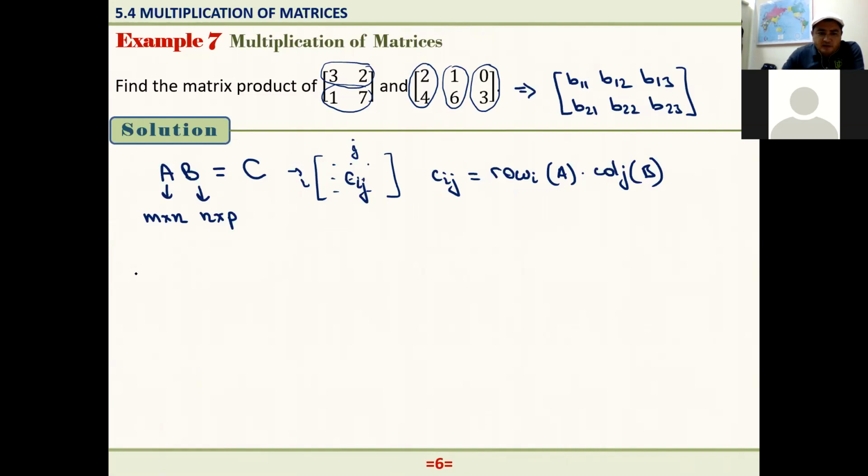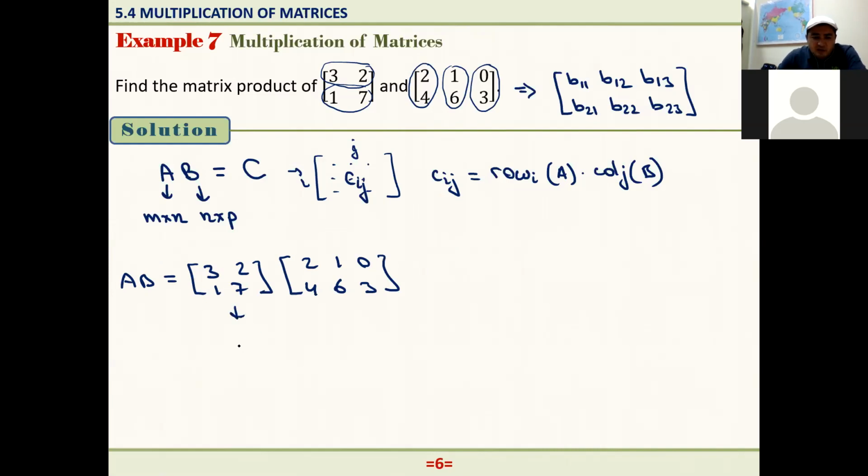For example, let's say we need to compute A times B. Here we have A with rows 3, 2 and 1, 7. And here B with rows 2, 1, 0 and 4, 6, 3. First, we have to make sure that this multiplication is possible. The first matrix is a 2 by 2 matrix. The second one is a 2 by 3 matrix. These numbers are equal, so the multiplication is possible. The resulting matrix will be 2 by 3.